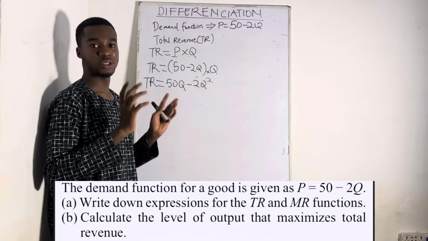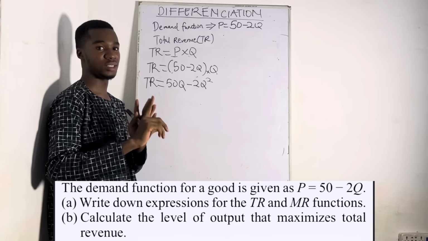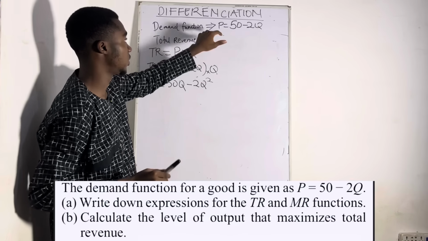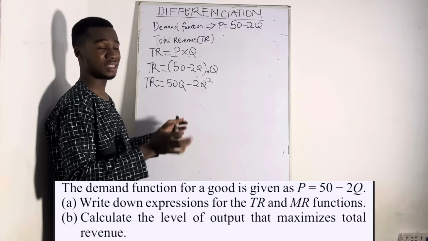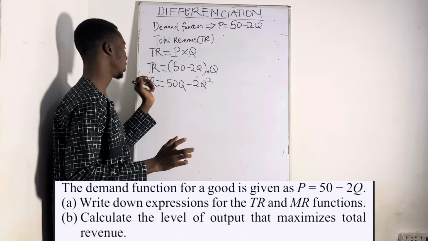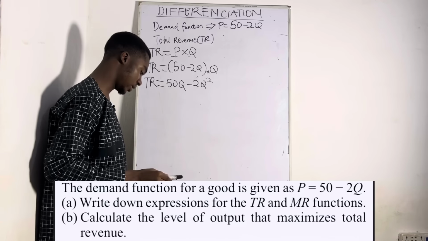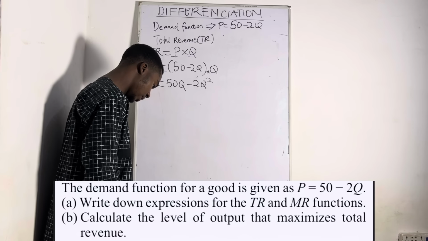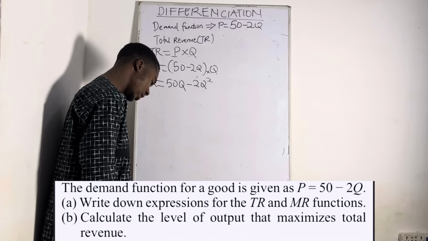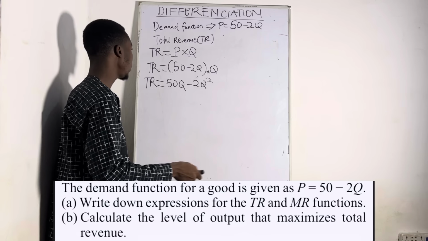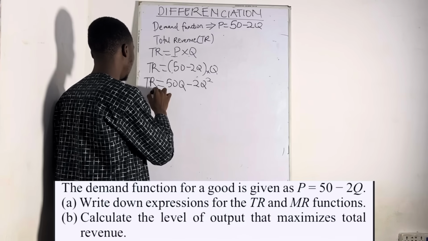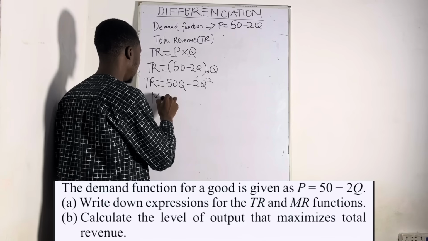So always just put it to your head. Total revenue is price times quantity. So when they give you the function and you see P, in case they don't make P the subject, you just have to make P the subject, then multiply it times your Q. You get it? So this is what you are getting for the total revenue function. Now the question also says that we should write down the expressions for TR and MR. So it also says that we should find MR, which is our marginal revenue. So now let's find the marginal revenue.